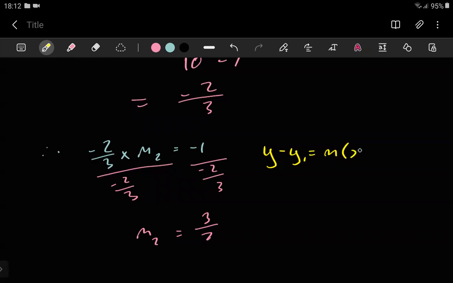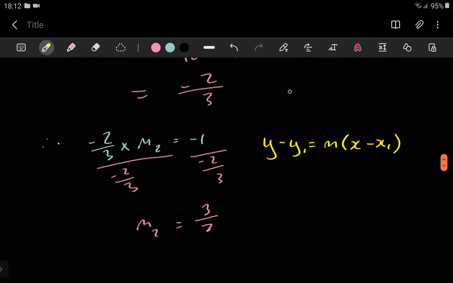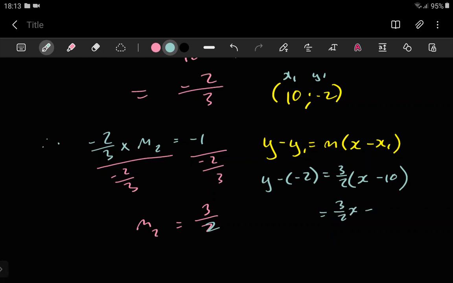So our tangent is practically done now because look, we have a coordinate that the tangent passes through. It's 10 coordinate negative 2. So we have 10 here, negative 2. This is practically x1 and y1. And we have our gradient, you see, so we can just say y minus negative 2 equals 3 over 2 times x minus 10. And then here you have 3 over 2x, negative 30 over 2, and y plus 2.